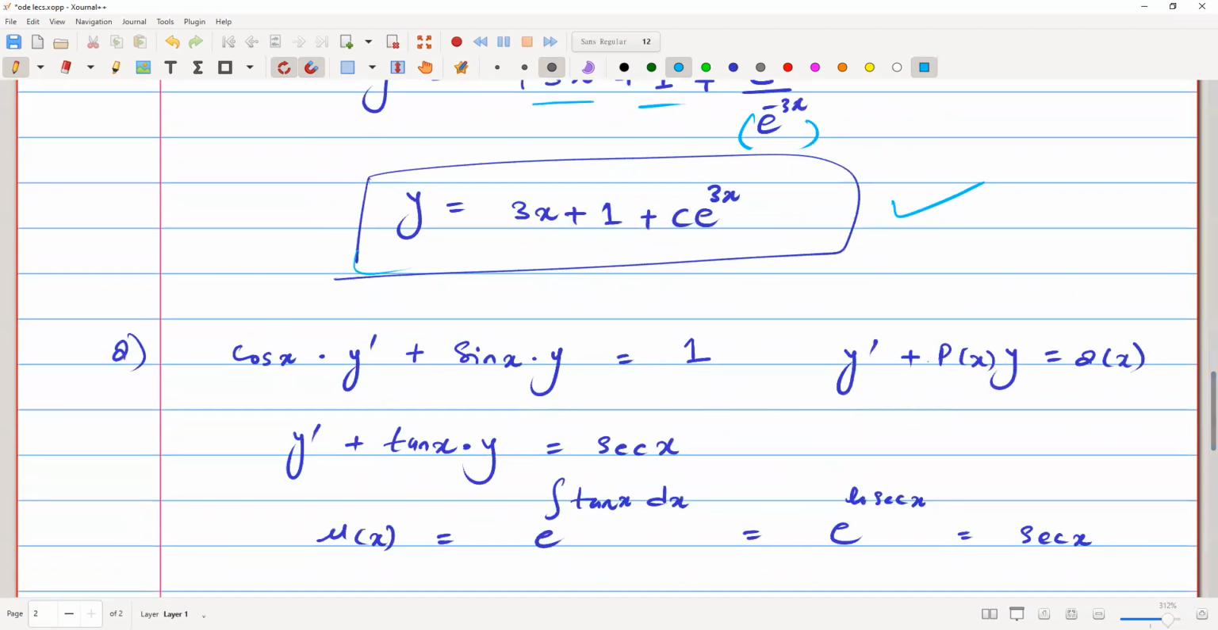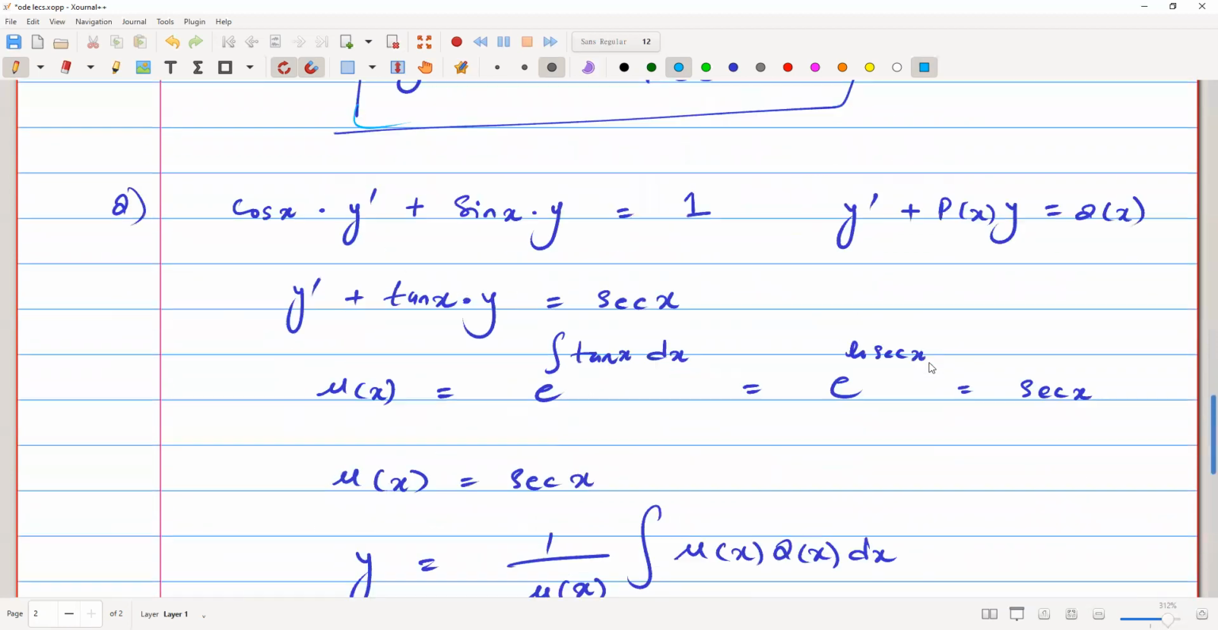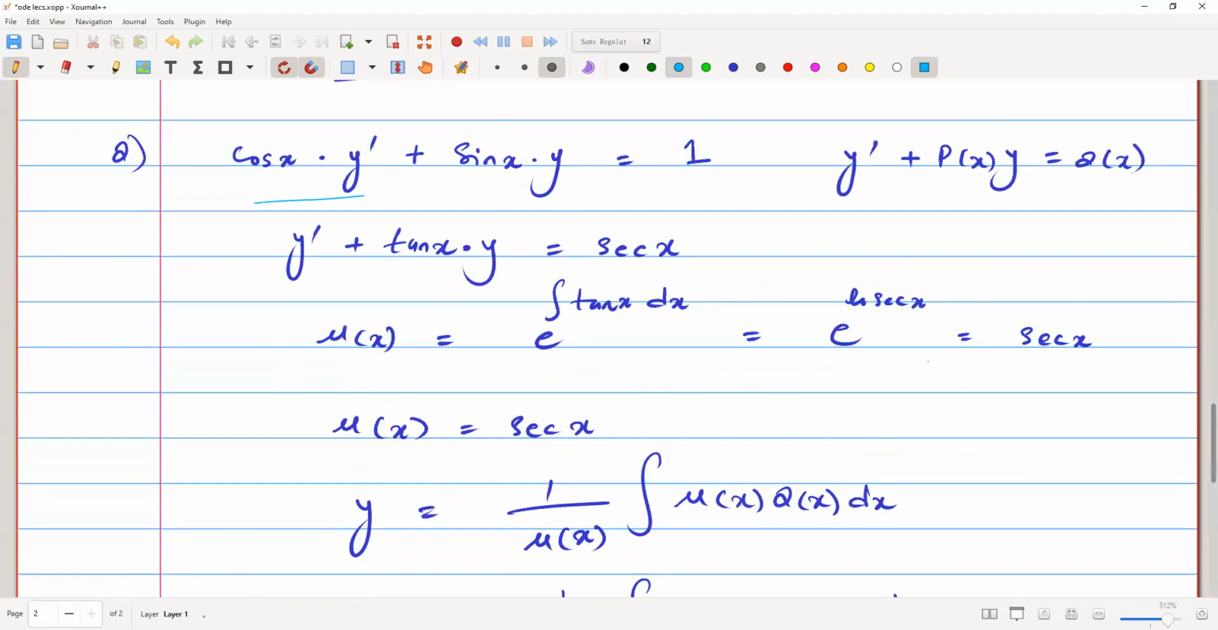Then we have one more example, that is cosine x times y prime plus sine x times y equals 1. So first of all, this equation is not in the standard form. To make this equation in the standard form, we will divide this whole equation by cosine x. So we divide the equation by cosine x like this, and we'll get the general standard form, right?